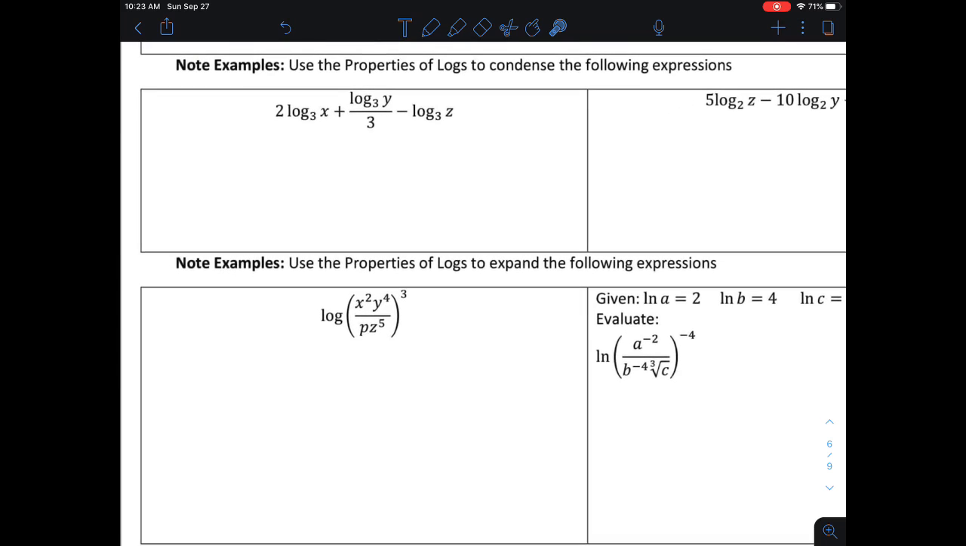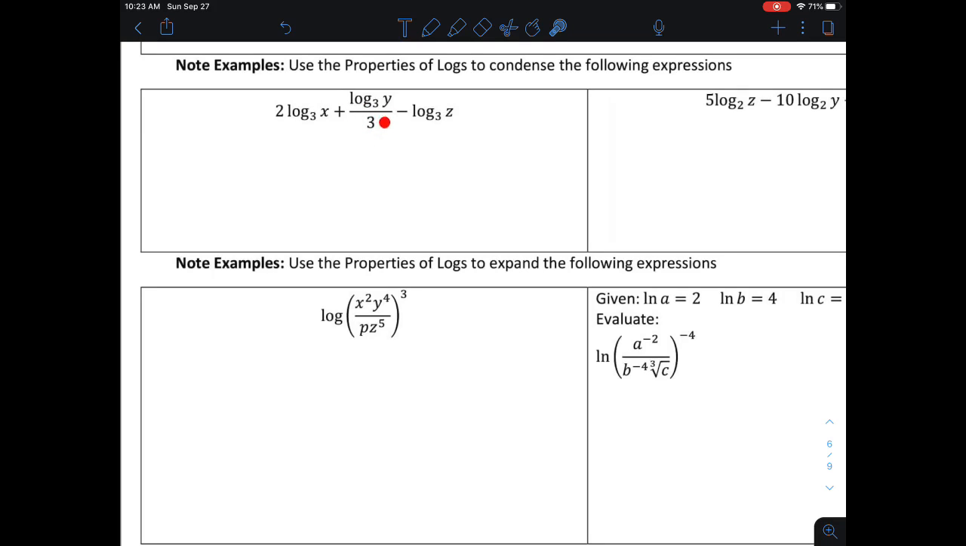So I want to start by condensing. Now, the process of condensing is the most common property of logs, or set of properties of logs, that you will encounter until you get to calculus. I will condense logarithms so that I can solve them. If you're in calculus, you will expand them so that processes like finding the derivative become much easier. All right, so the way I start this is you take all the coefficients that you have and make them the exponent of the inside.